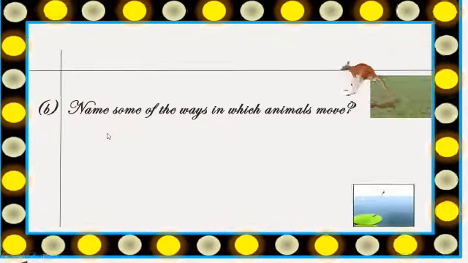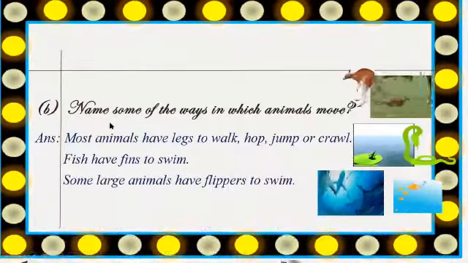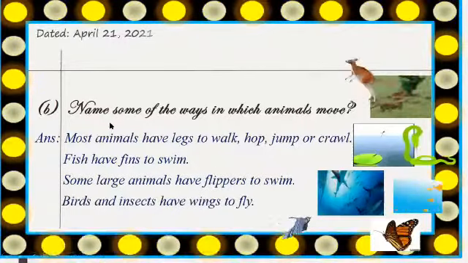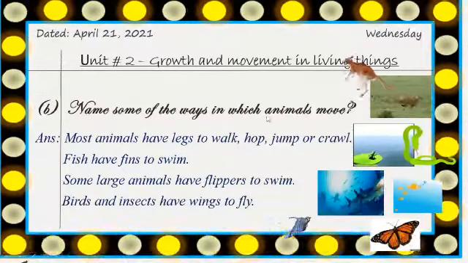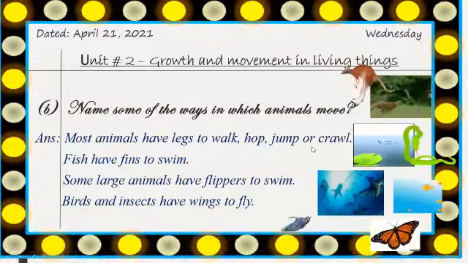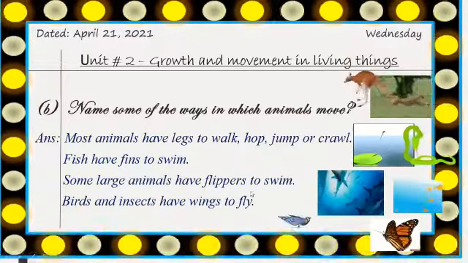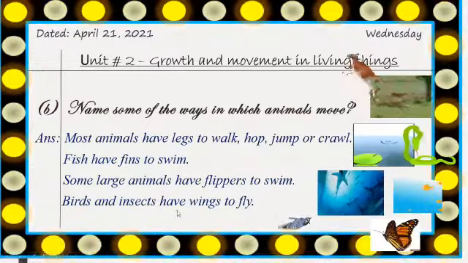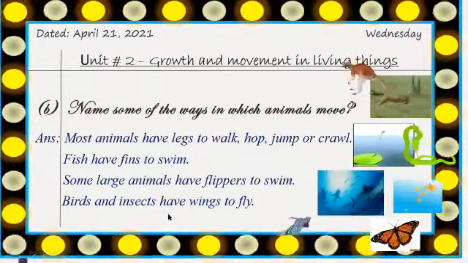Now some notebook work. Today is April 21, students, and Wednesday. It's unit number 2, growth and movement in living things. Part B. Name some of the ways in which animals move. Most animals have legs to walk, hop, jump, or crawl. Fish have fins to swim. Some large animals have flippers to swim. Birds and insects have wings to fly. Have to do this work in notebook and learn this all. You can write in your own words as well.